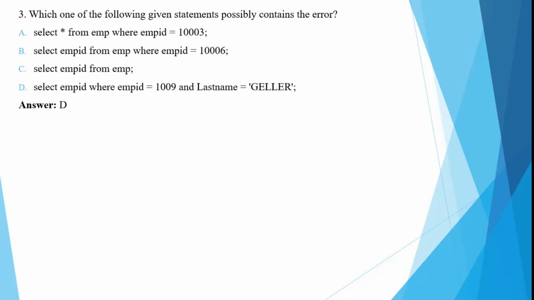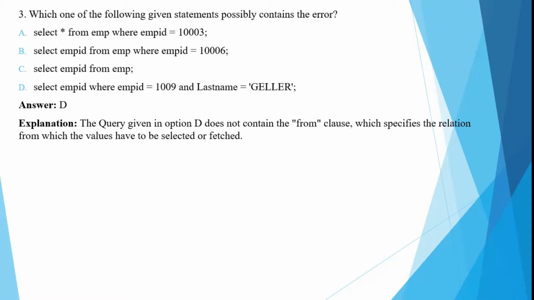So the right answer is D, because in the last option D there is no from clause present, and for that reason there will be an error.